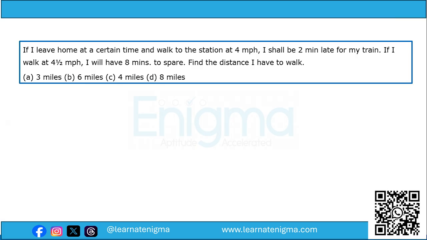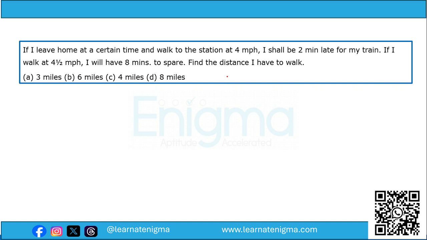If I leave home at a certain time and walk to the station at 4 miles per hour, I shall be 2 minutes late for my train. If I walk at 4.5 miles per hour, I will have 8 minutes to spare. Find the distance I have to walk.